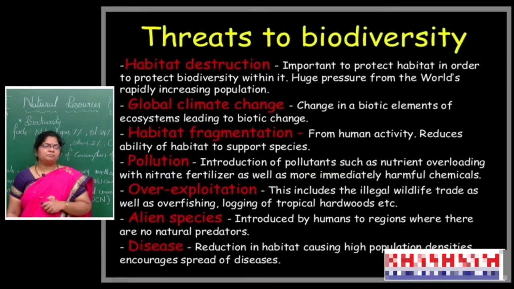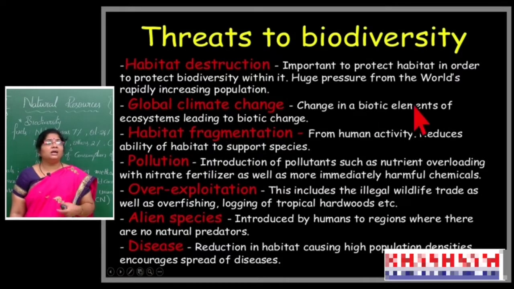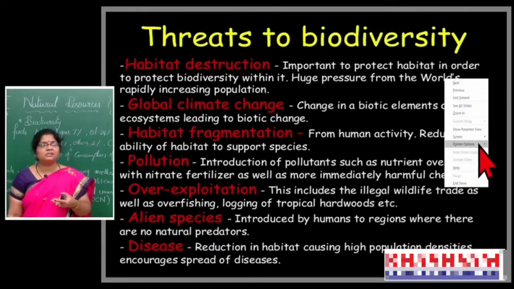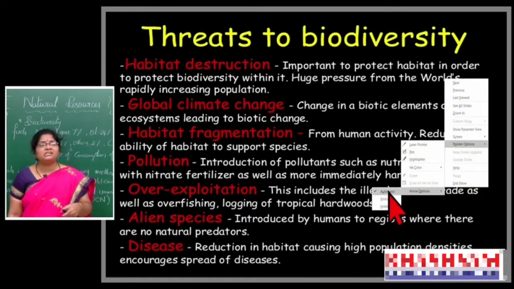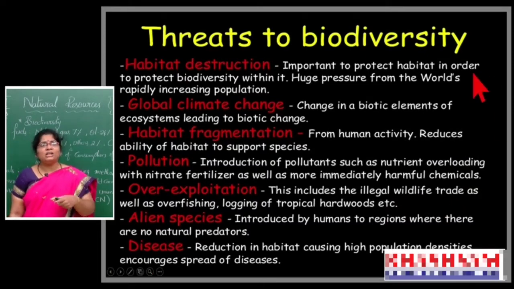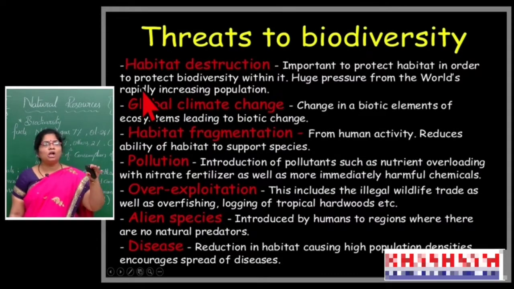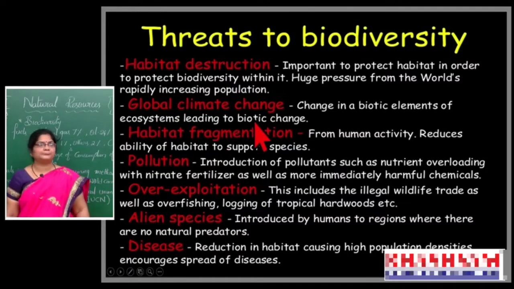Now let us see the threats to biodiversity, how we are spoiling this biodiversity. The first is habitat destruction. We are drilling the mountains, we are taking mineral sources from the soil, and we are deforesting the forest area. All these are responsible for habitat destruction. Totally we are clearing that area. So how many plants, animals, different species are present in that area? All of those are losing their shelter.